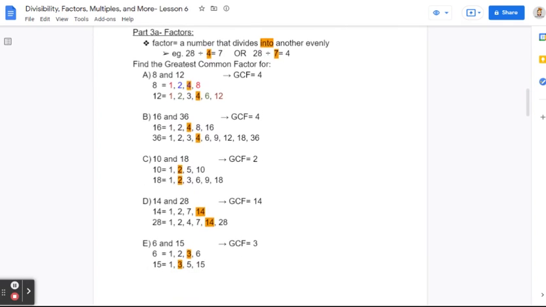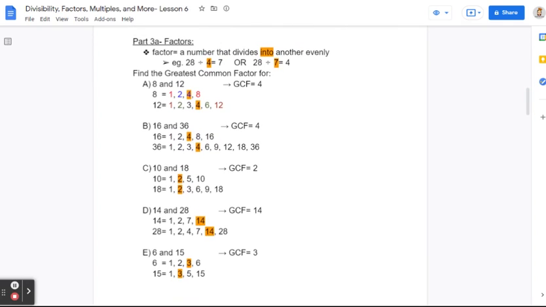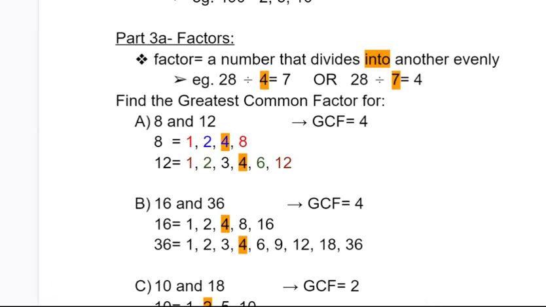Part 3a, factors. So a factor is a number that divides into another evenly. So for example, when we have 28 divided by 4, which is 7, the 4 is a factor. Or, on the other hand, we could also have 28 divided by 7 to give us 4, and that means 7 is a factor of 28. Find the greatest common factor for the following. So let's start with the first one, 8 and 12.